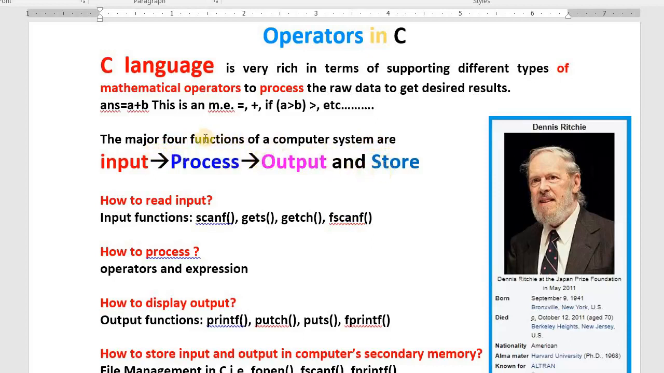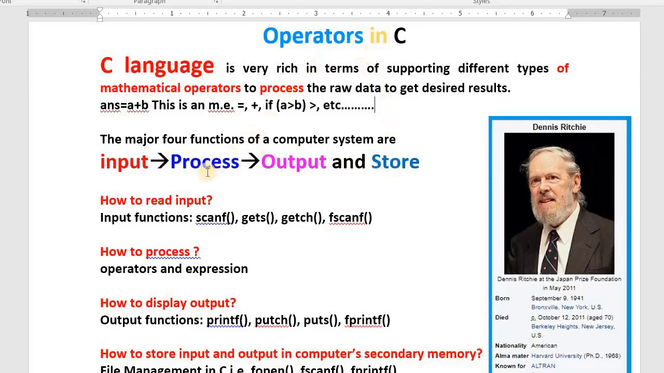Now you are learning C language. That means you need to tell a machine to read the input. Already we learnt we use scanf or getch or gets that perform the input operation. In order to process, we write mathematical expressions. That's why we need to have knowledge of the operators supported by C language. Today's topic belongs to this function of a computer system. Once we process, then we send the output to the monitor, to the printer, or to the secondary memory. That is the output operation. And we store in secondary memory for future use.